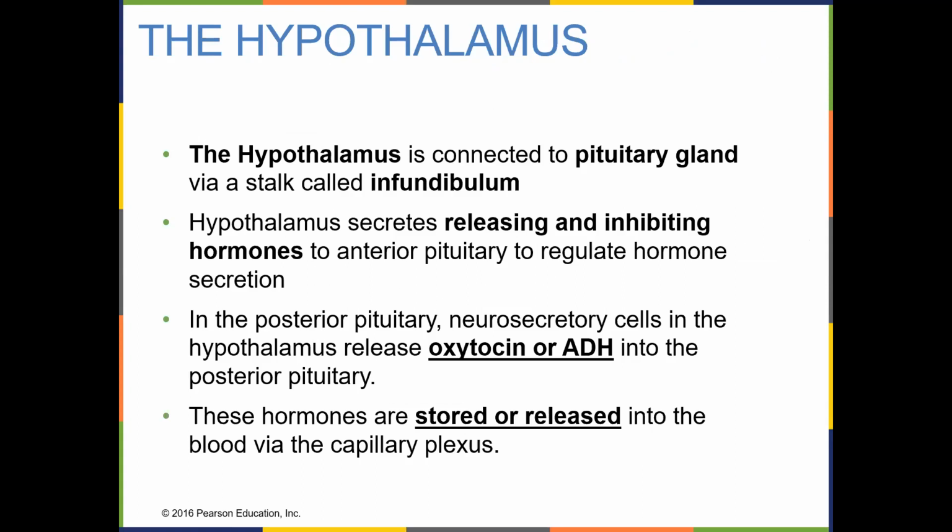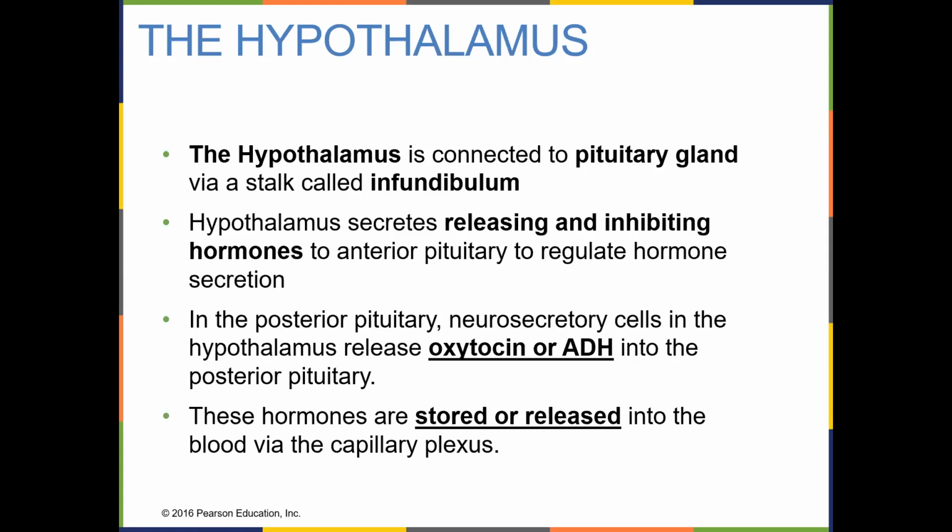The hypothalamus can direct the anterior pituitary to make hormones by sending out stimulating hormones. It can tell the anterior pituitary to stop making hormones by releasing inhibiting hormones. The hypothalamus also makes two hormones that it can store in the posterior pituitary. The two hormones that the hypothalamus makes are called oxytocin and anti-diuretic hormone.